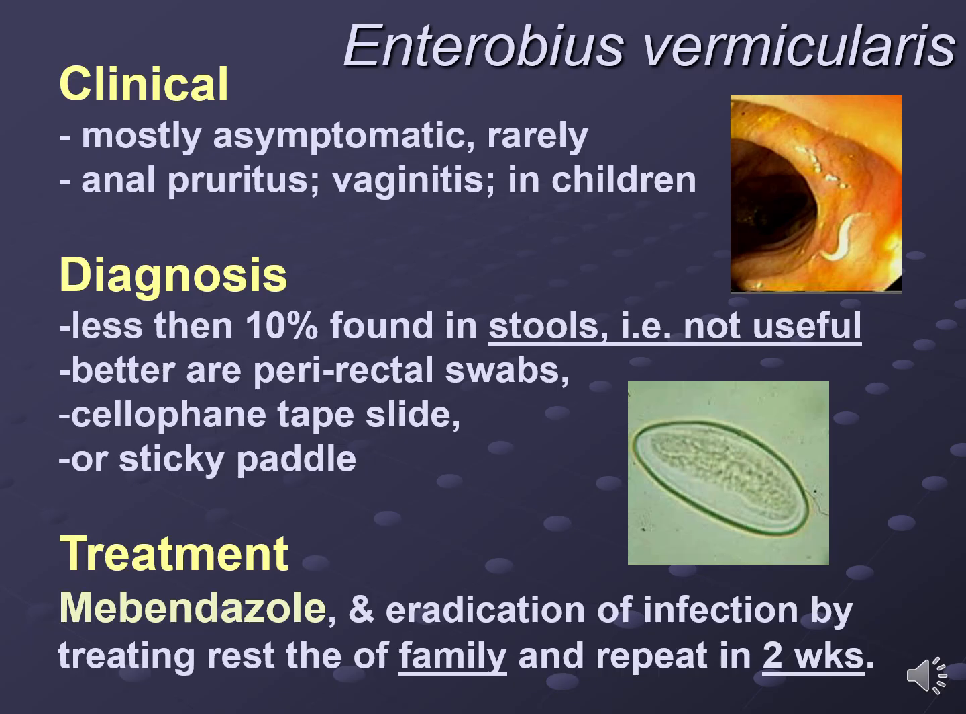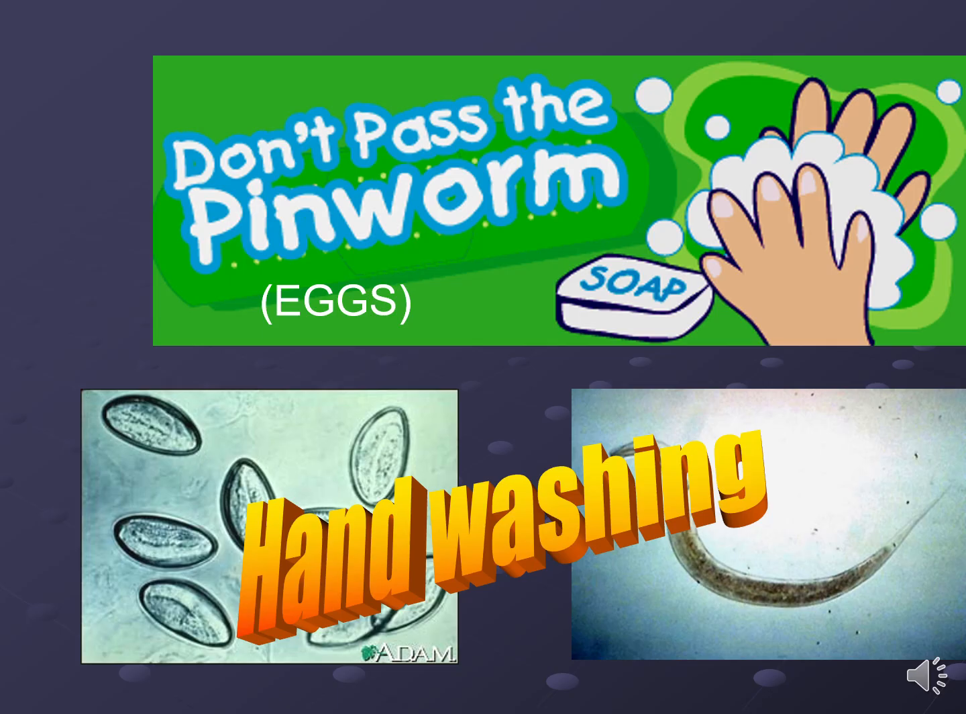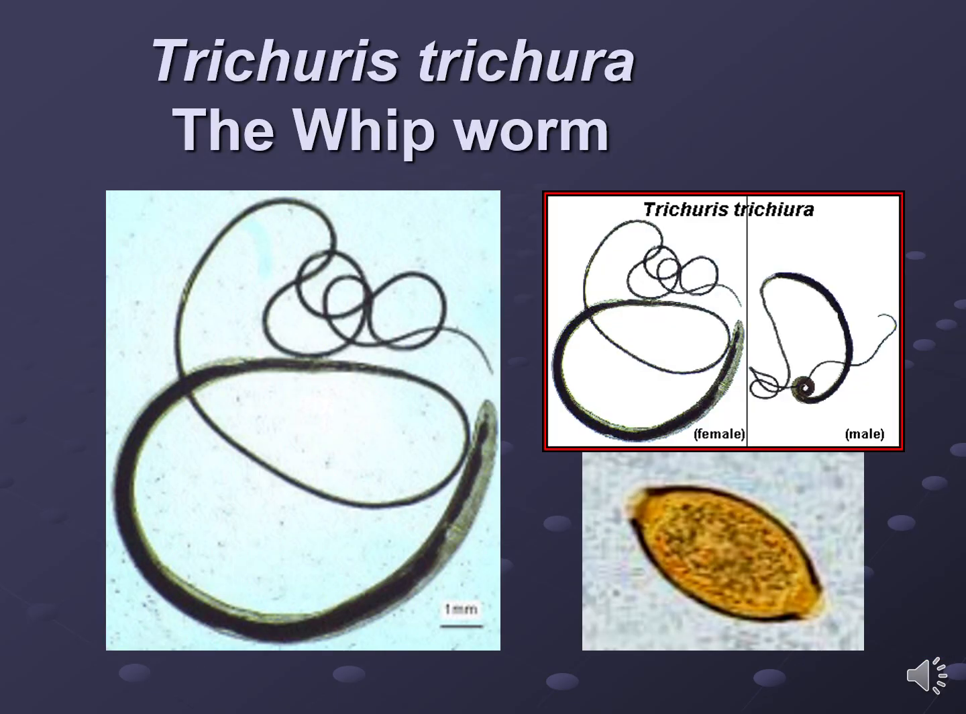Treatment: mebendazole, and eradication of infection by treating the rest of the family, everybody in the home, and repeating the treatment in 2 weeks. Now, hand washing is very important, so we have got to keep that. Why do we repeat the treatment in 2 weeks? Actually, because the eggs embryonate rapidly in the outer environment within the household, and they remain viable for about 2 weeks. So you treat initially, and then 2 weeks later you give another treatment. It's 1 tablet of mebendazole, and that will eradicate the infection, hopefully, together with hand washing and cleaning the house as well. All right.